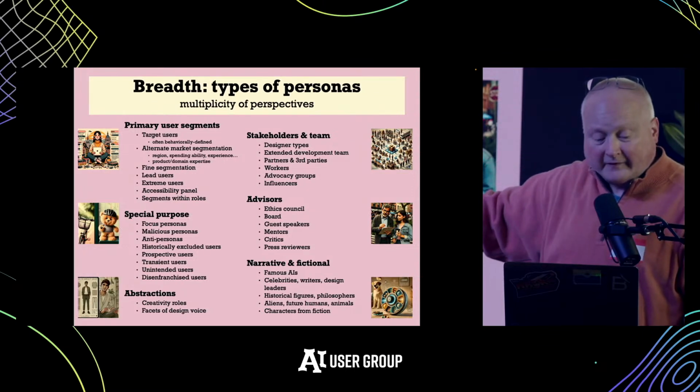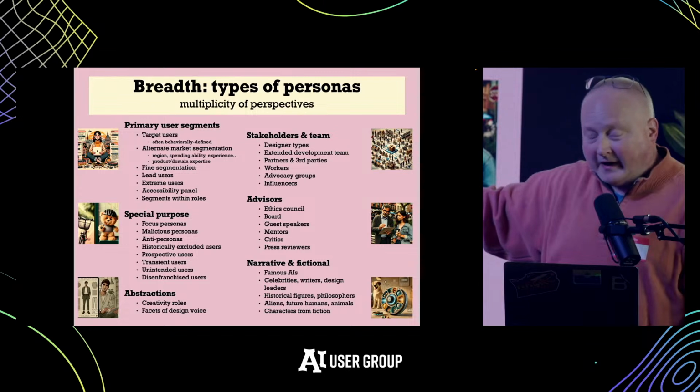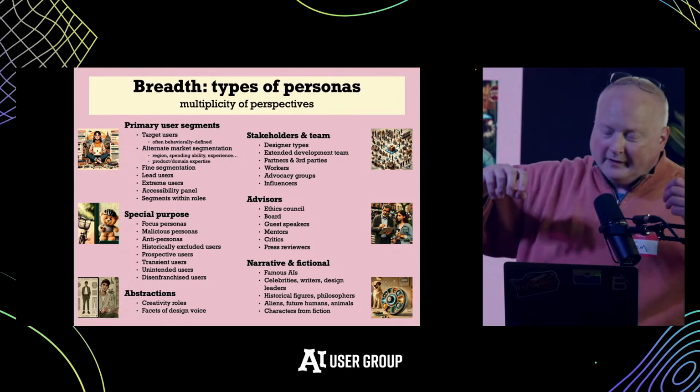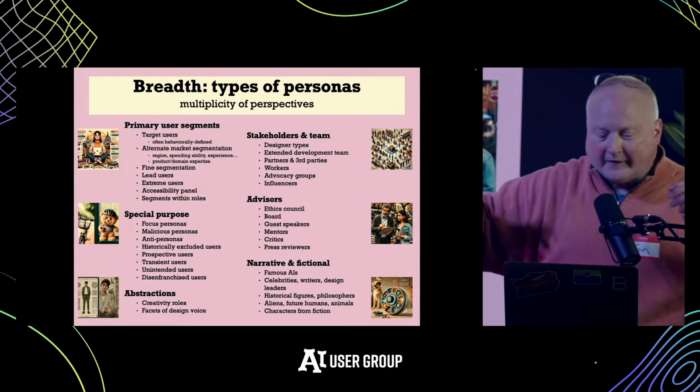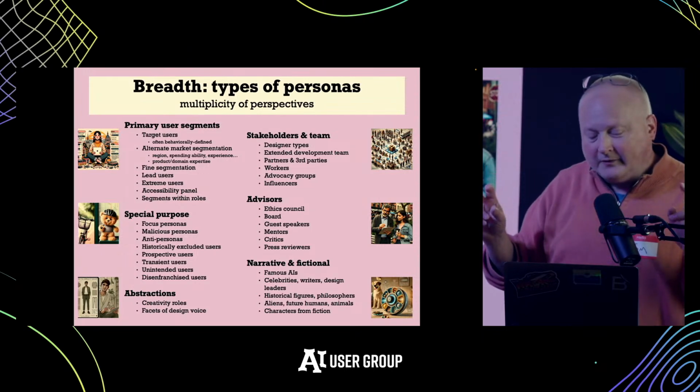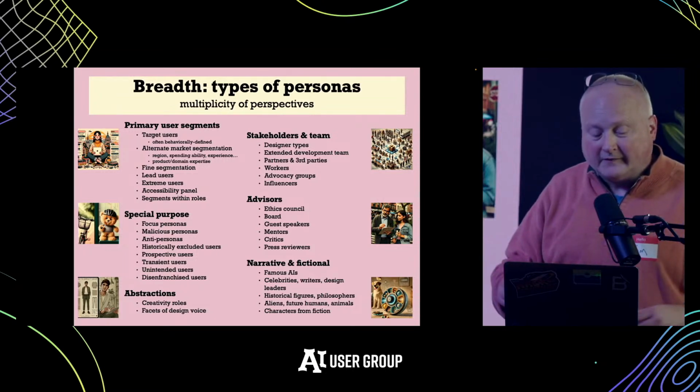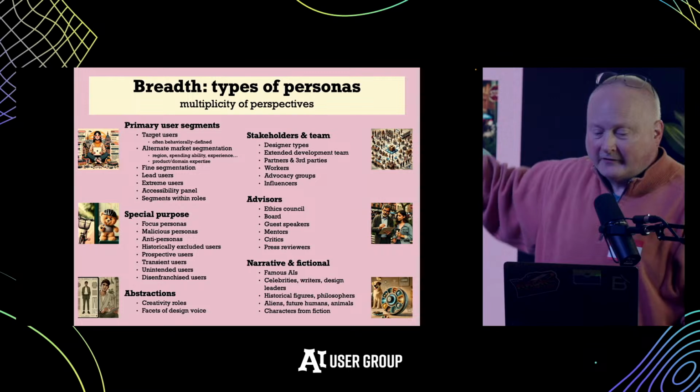There are abstract examples. So for instance, creativity roles, where you have sort of the advisor creativity role versus the person who brainstorms like crazy. So these are not necessarily representing a real person as much as sort of a way of thinking about creativity. So that's a kind of abstraction.